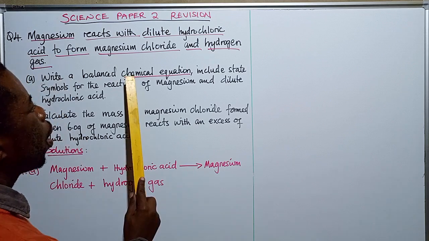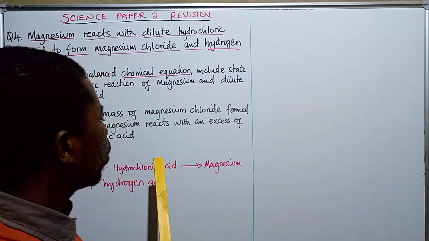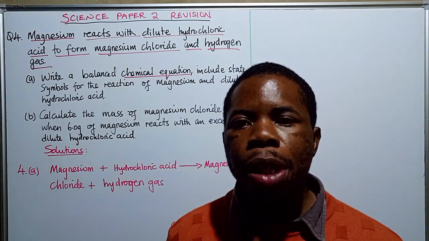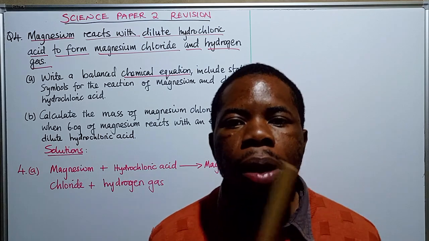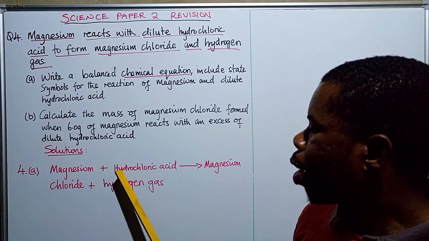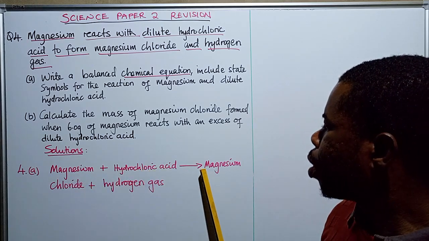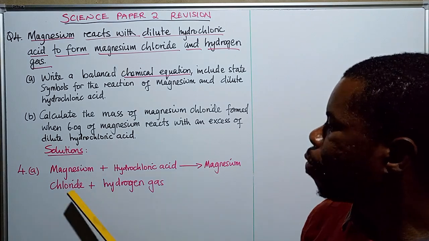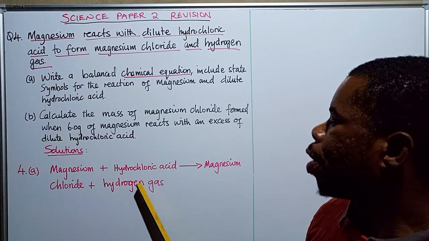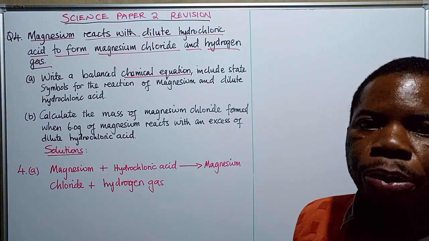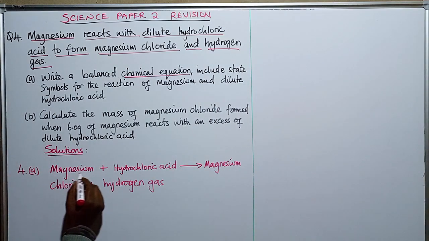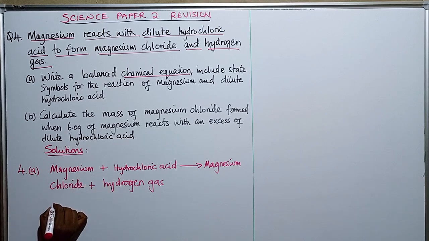As I said, a chemical equation is a short way of writing a chemical reaction using chemical symbols of elements. So we'll use the chemical symbol of magnesium, the chemical formula for hydrochloric acid, the chemical formula of magnesium chloride, and also the chemical symbol of hydrogen gas. Those are the ones we'll use now. So here we'll write magnesium. When you check on the periodic table, it is capital M.